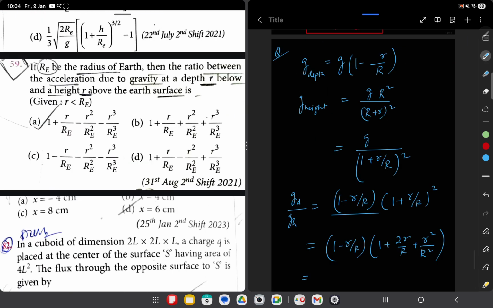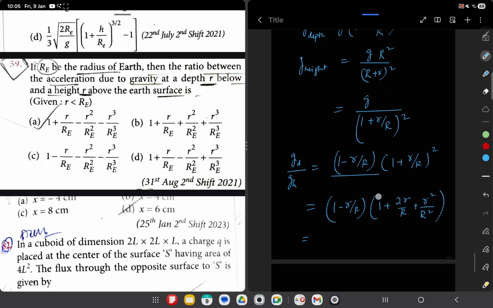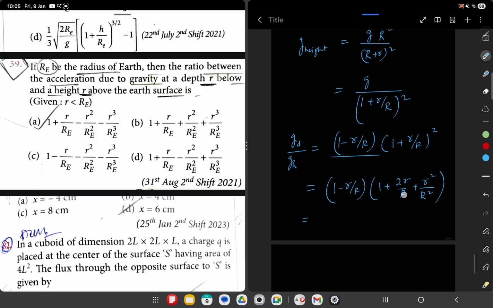In this question, Re is the radius of the earth, and we need the ratio between the acceleration due to gravity at depth R and height R above the earth's surface. So for depth, it will be g into 1 minus R by Re. For height, g into Re square by (Re plus R) square. You may write this one like this. So just make the ratios. You will get 1 minus R by Re over (1 plus R by Re) whole square.